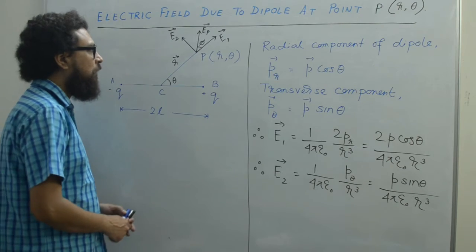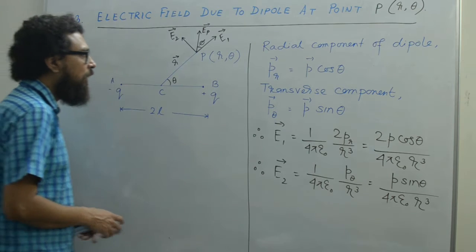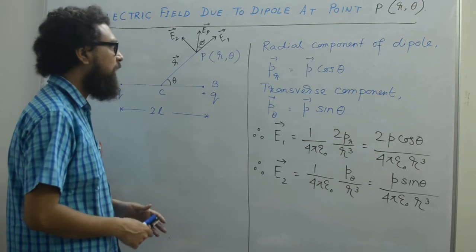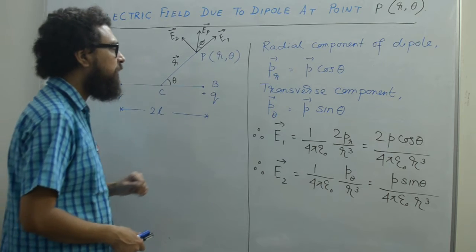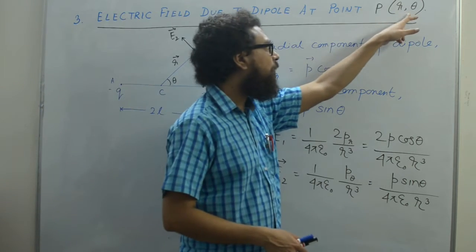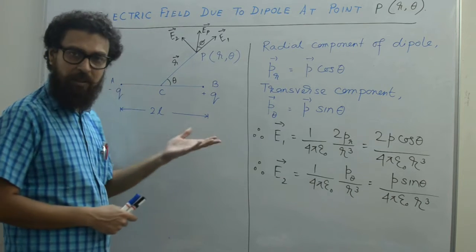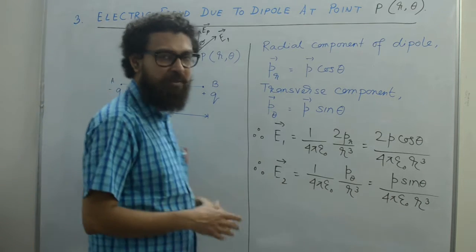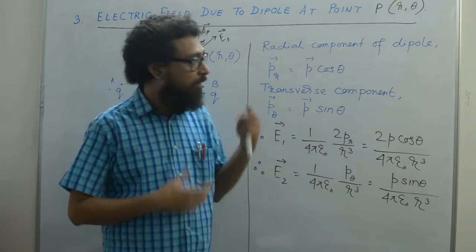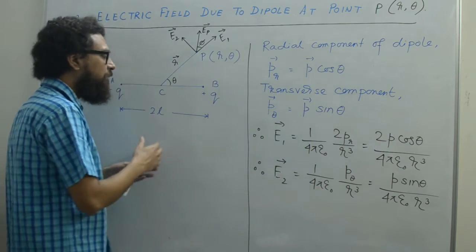So I was telling you about this electric field due to a dipole at any point, and this point is very interesting. We have mentioned here about P, and you see how we have written the coordinates. We have written r comma theta. Now why is it so? This is a polar coordinate. You know that we have coordinate systems like Cartesian, where we write x comma y and all, and here we have a polar coordinate where we are writing the angle it is making with the origin.